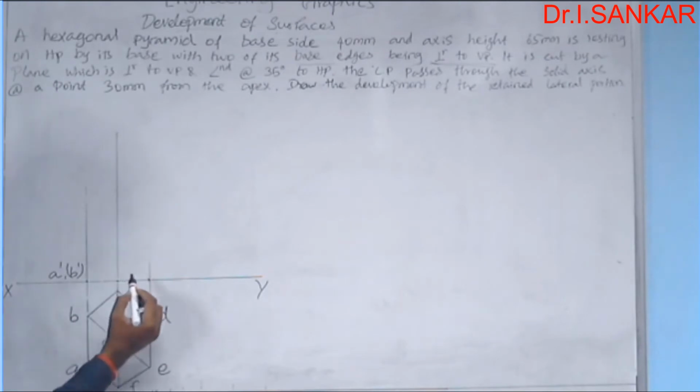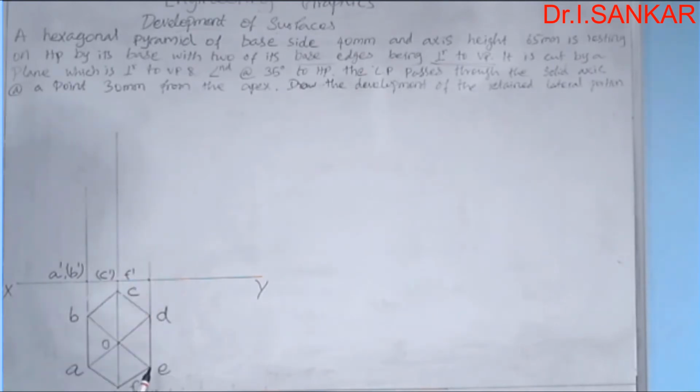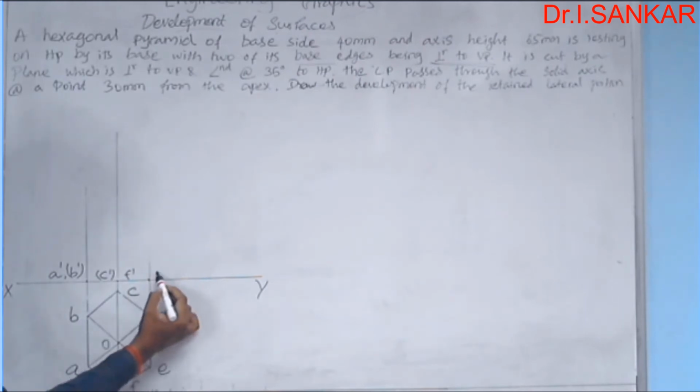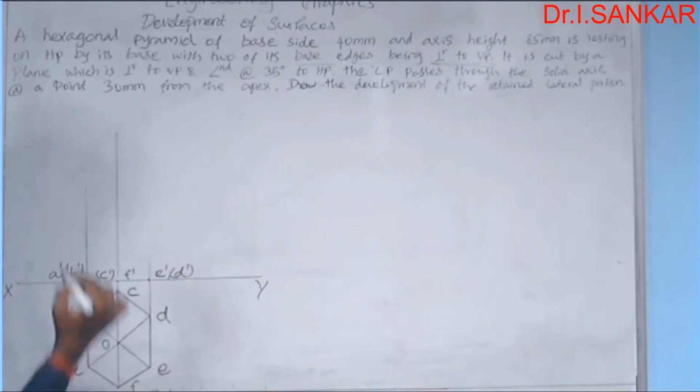The same way here you can mark F and C, that is C dash and F dash. Out of that, C goes inside the bracket since it is invisible. And out of E and D, here you can mark E dash and D dash. Out of this, D goes inside the bracket.